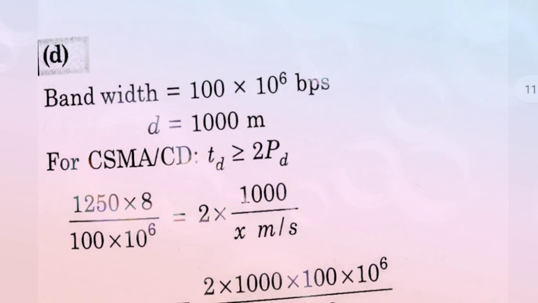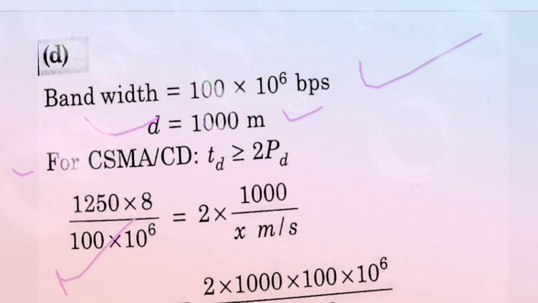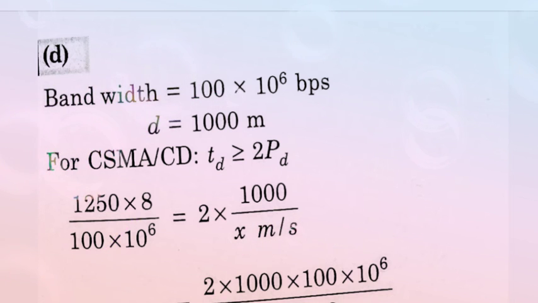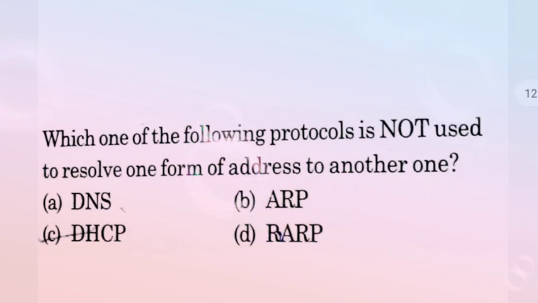The bandwidth is already given, that is 100 Mbps, which is converted into bits per second like this. The distance is already given as 1 kilometer, that is 1000 meters. For CSMA-CD, the transmission delay must be greater than or equal to 2 times the propagation delay. Now put in all the values and we get the correct answer for the signal speed, which is 20,000 kilometers per second. Now come to the next question.